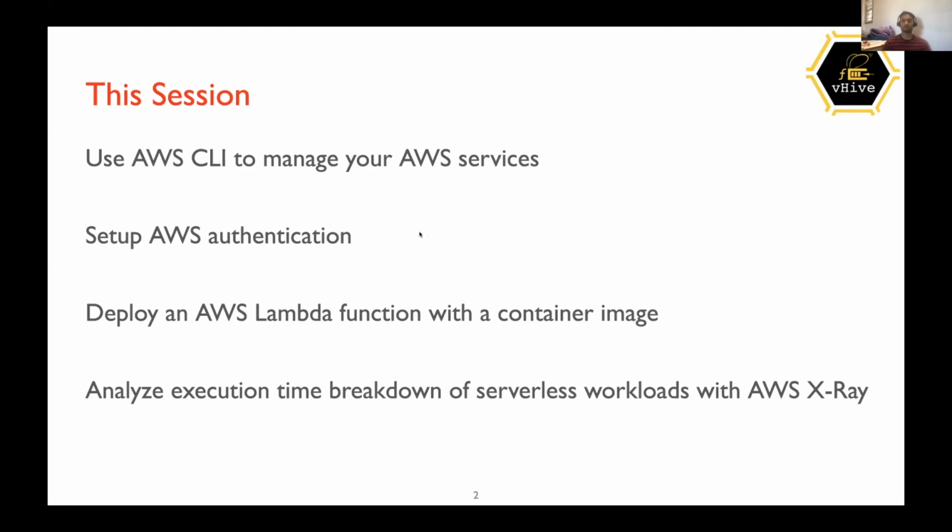Second would be setting AWS authentication so that we can access our resources. And then we will deploy a Lambda function with container image. So earlier you guys were deploying AWS Lambda function with zip. So the second method, which is rapidly growing, is deploying function using container images. We are going to use that. And the last would be to analyze the execution time of the workload which we deploy with AWS X-Ray.